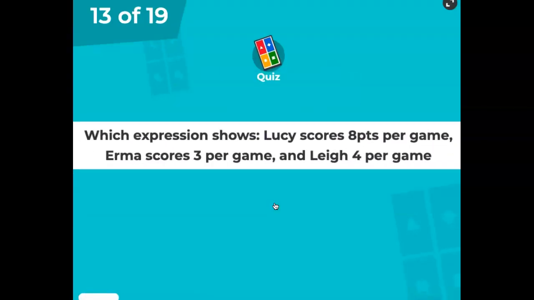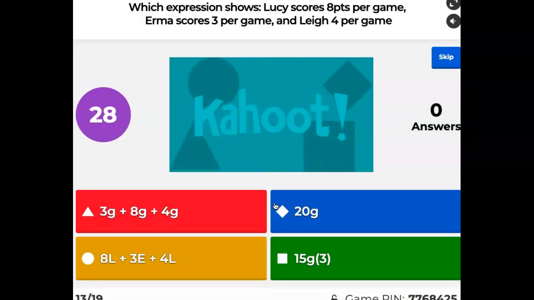There you go. Question 13. Which expression shows Lucy scores 8 points per game, Irma scores 3 per game, and Lai scores 4 per game?